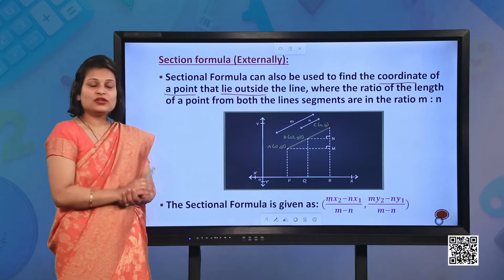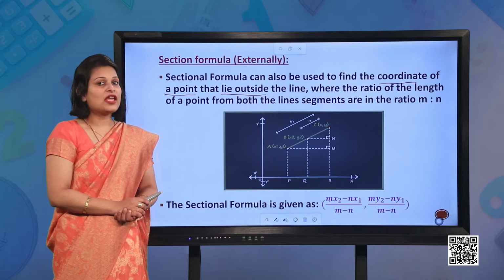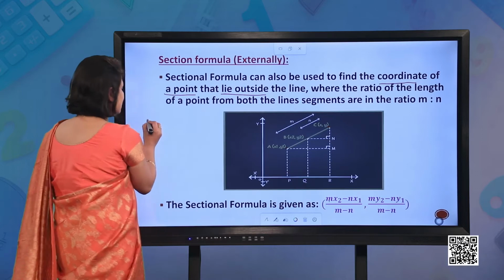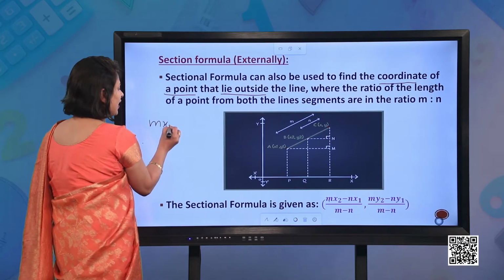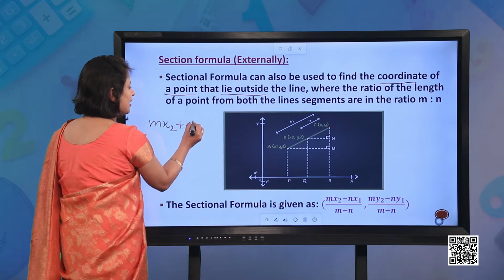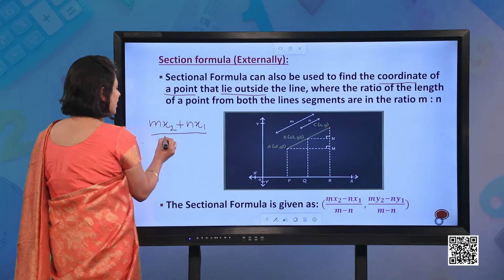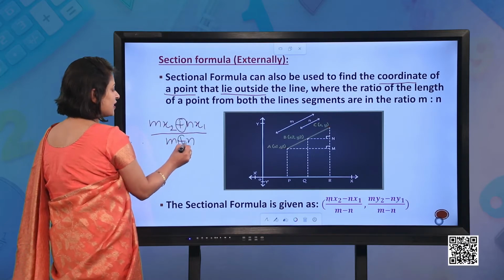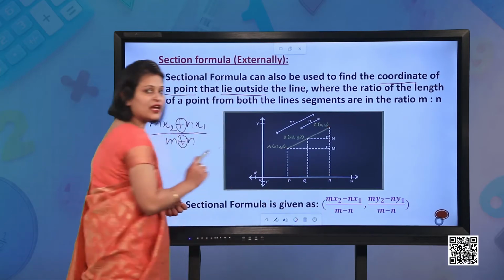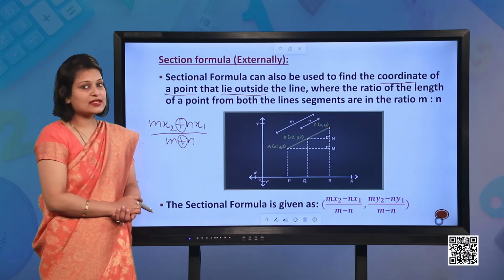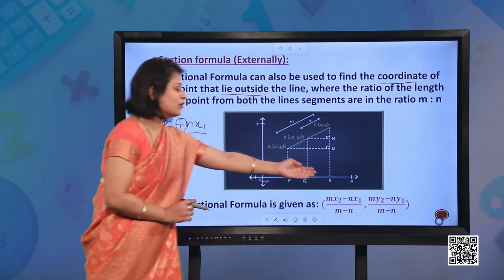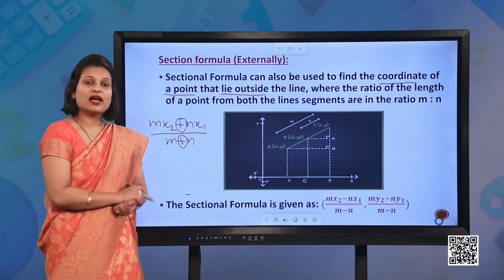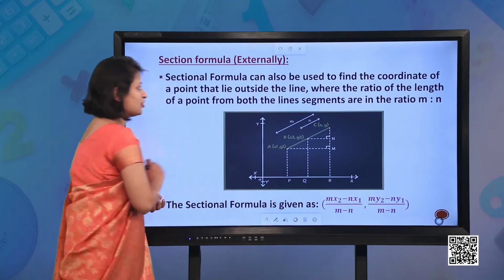It is very easy to remember this formula. For internal division the formula was (m x2 plus n x1) upon (m plus n). Simply replace this positive sign with a negative sign and you will get the coordinate of x. For y also, replace the positive sign with the negative sign. You will get the formula for external division.